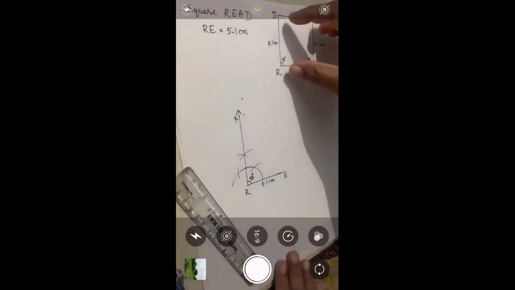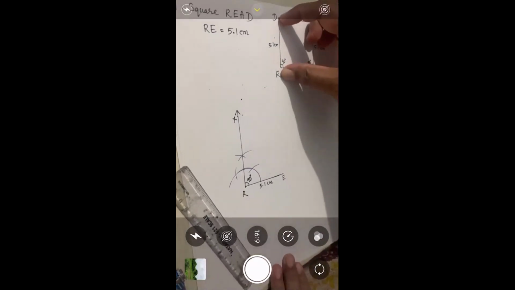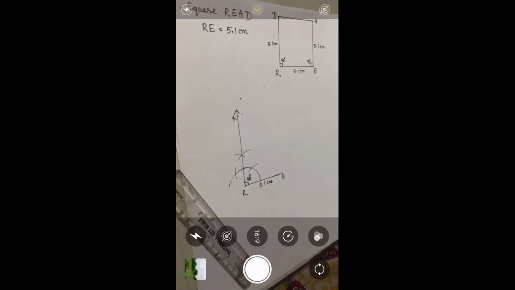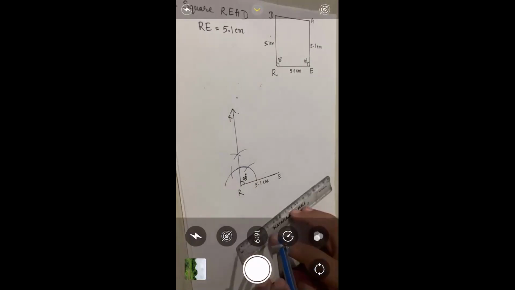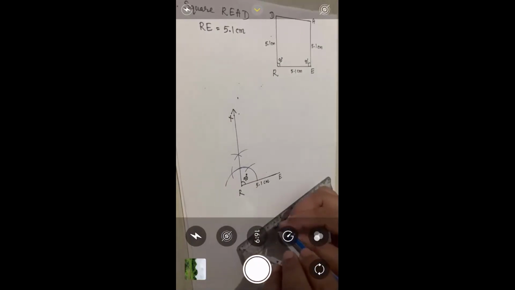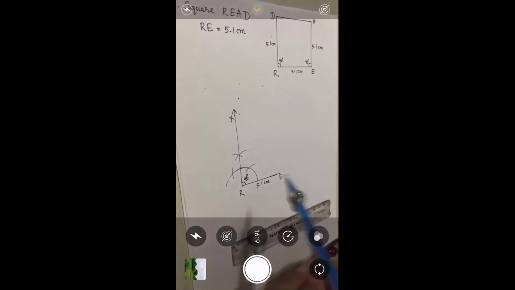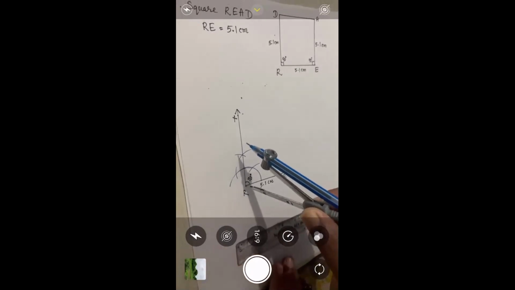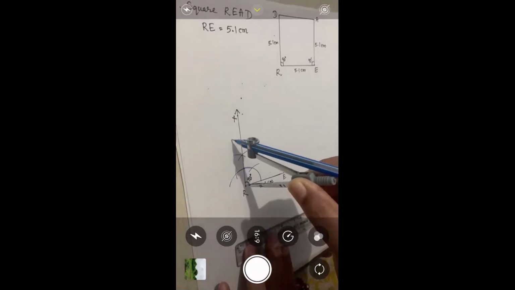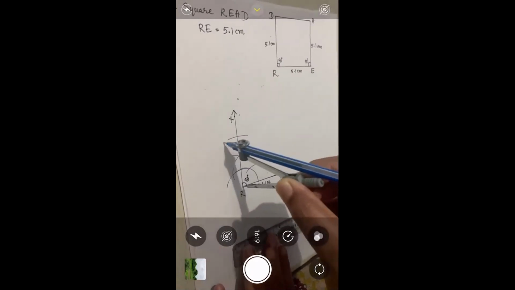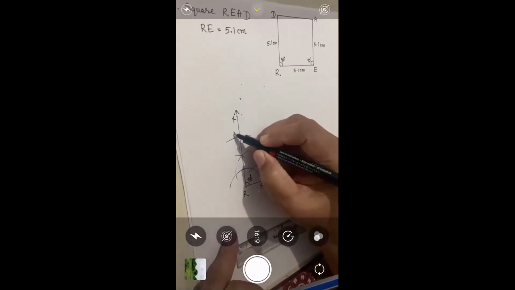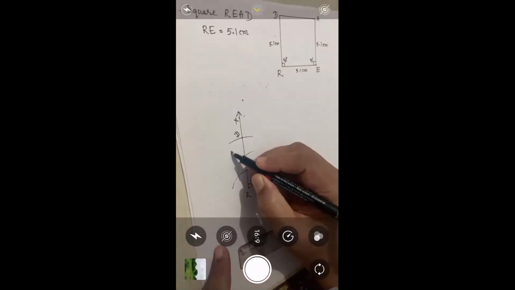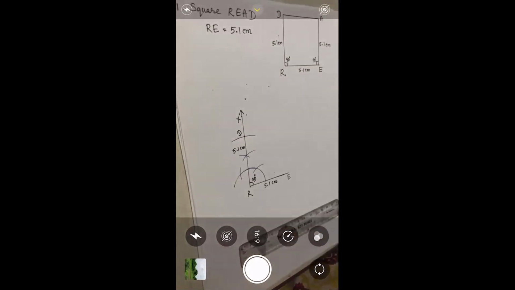Now we know the length of RD. RD is of length 5.1 centimeter. So taking radius 5.1 centimeter, with R as center and the radius 5.1 centimeter, draw an arc. For that arc cutting, what is that point? It will be the point D, and it is of length 5.1 centimeter.